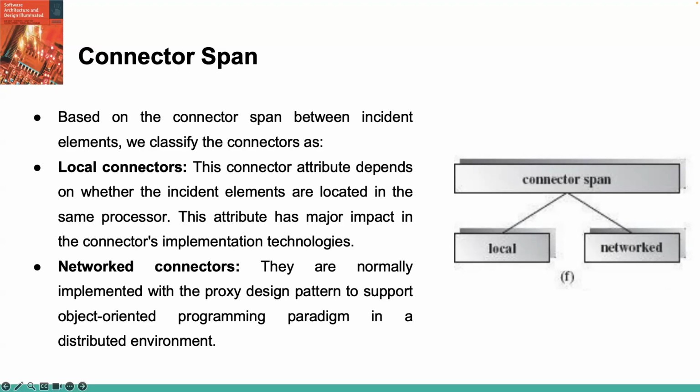A local connector is used when both incident elements, these parts of the system that communicate, are located on the same processor. This means that communication happens within a single machine or system, often within the same process or application. Think of two workers sitting in the same office. When they need to talk to each other, they don't need to use email or phone calls. They can just speak directly. The connection between them is local, so communication is fast and direct.